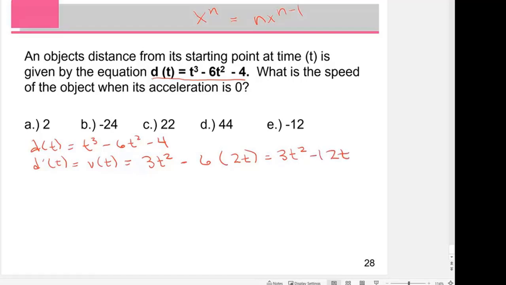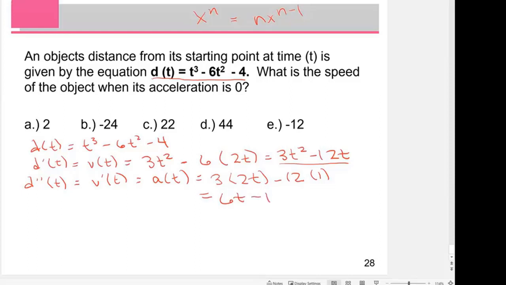Well, it didn't ask me anything about that. Why did I have to do that? Because I need the derivative of that. I need the derivative of velocity to get my acceleration. So I'll write the second derivative of distance is equal to the first derivative of velocity, which is equal to acceleration. And so now I'm taking the derivative of this, which is going to be 3 times 2t minus 12 times 1, which is equal to 6t minus 12.